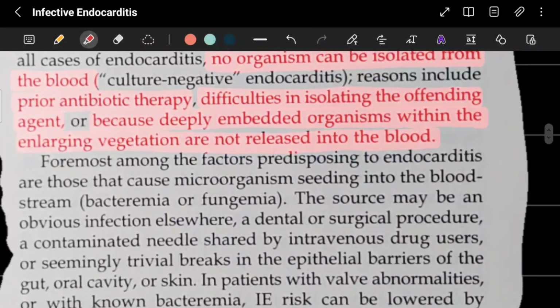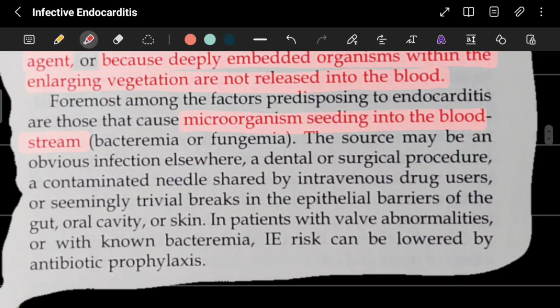Foremost among the factors predisposing to endocarditis are those that cause microorganisms to seed into the bloodstream, like bacteremia or fungemia. The source may be an obvious infection elsewhere, a dental or surgical procedure, a contaminated needle shared by intravenous drug users, or seemingly trivial breaks in the epithelial barriers of the gut, oral cavity, or skin. In patients with valve abnormalities or with known bacteremia, infective endocarditis risk can be lowered by antibiotic prophylaxis, just like any other disease.